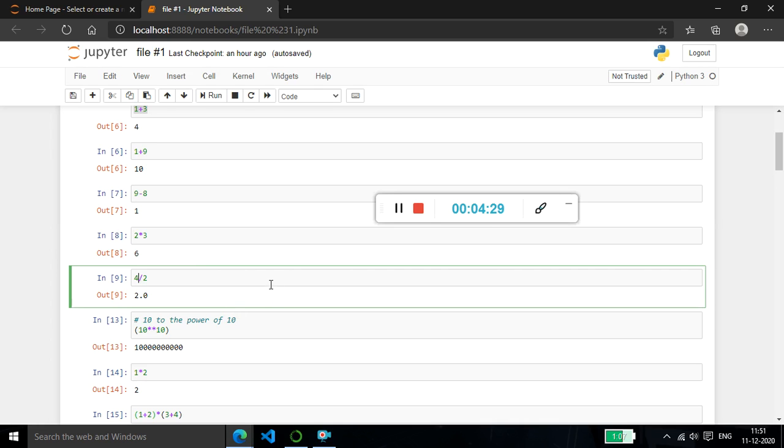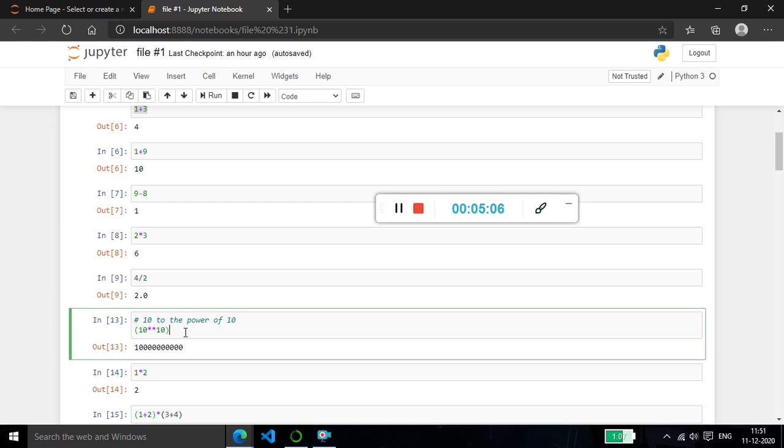Next is powers. 10 to the power 10 means 10 is multiplied by itself 10 times. 10 into 10 is equal to 100, then 100 into 10 is 1,000, 1,000 into 10 is 10,000, and that goes on 10 times. I'm not an expert, so if you can solve it, you can solve it. It's simple. You will understand.